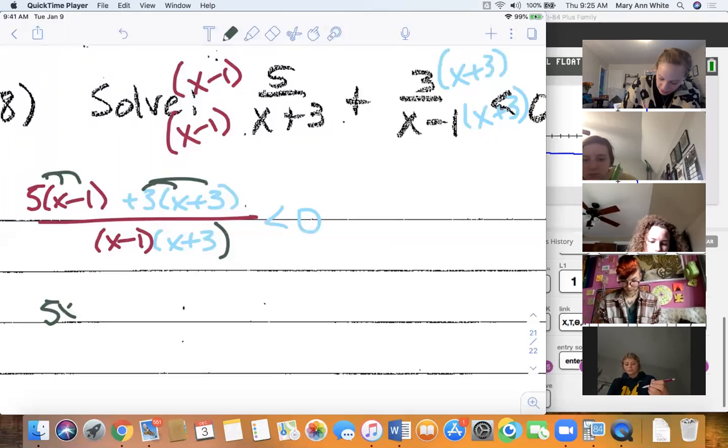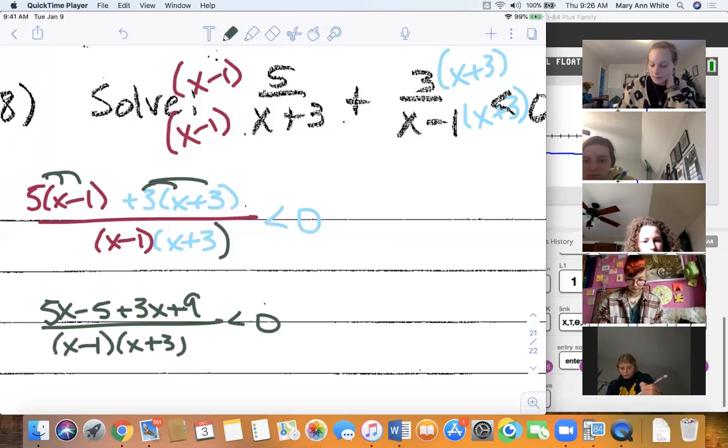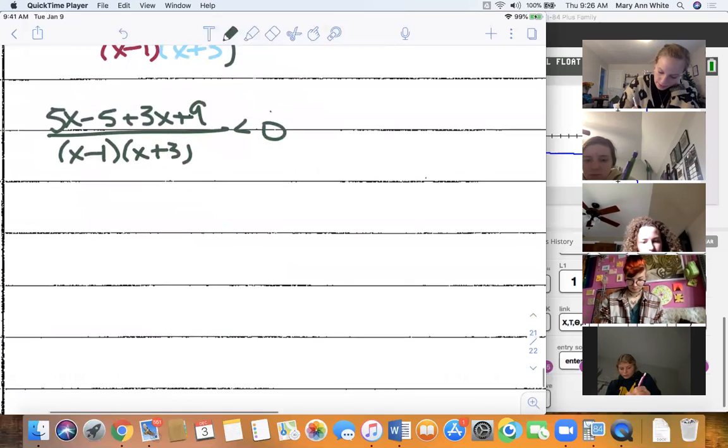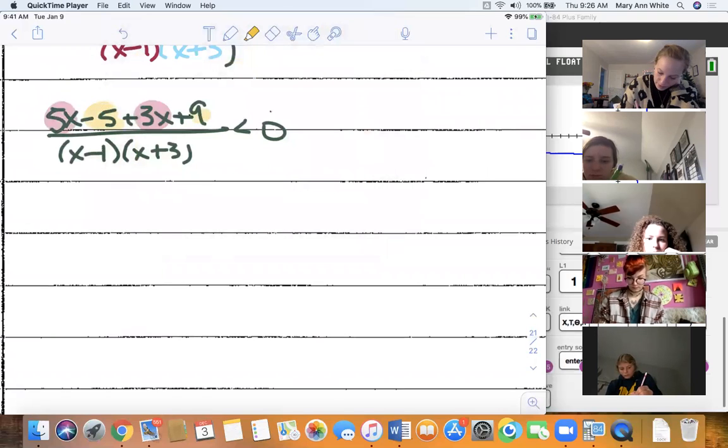So I've got 5x minus 5 plus 3x plus 9 over (x minus 1)(x plus 3), less than 0. Combine my like terms. 5x plus 3x is 8x. Negative 5 plus 9 is plus 4.